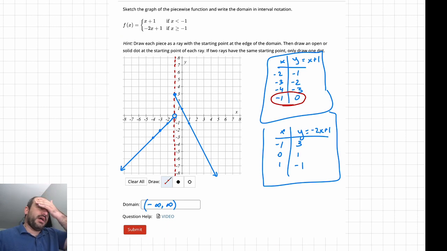So the domain here is going to be -infinity to +infinity, or all real numbers. I don't know how the XYZ wants you to put that in. So the domain is infinite. Yeah, -infinity to +infinity.